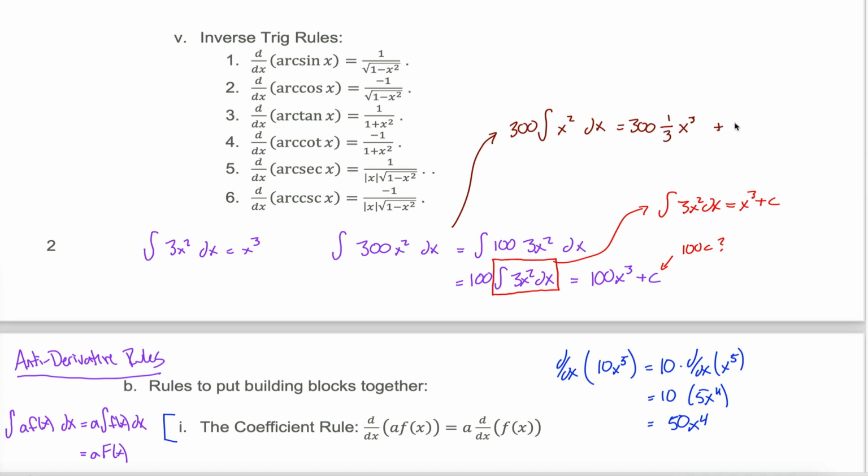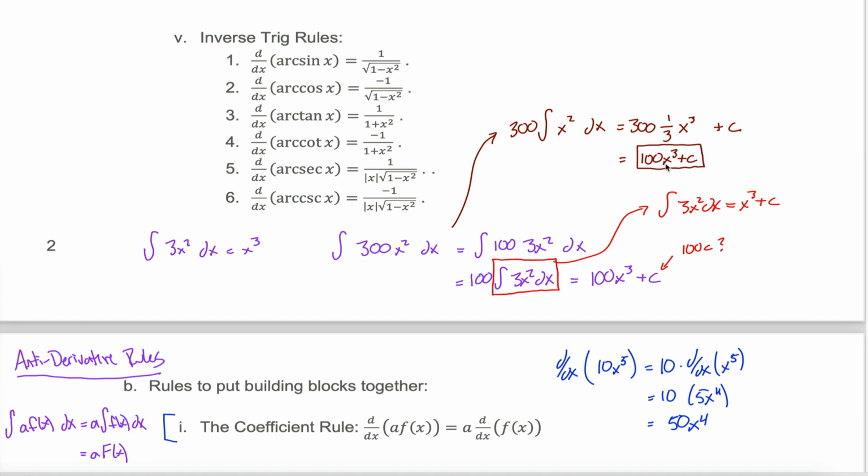Technically, we should tack on a plus c, and maybe you should argue there should be parentheses right here, but we don't have to worry about those parentheses because 300 times some constant is just some constant. So we can leave those parentheses out and just simplify this expression to be done. 300 times 1/3 is 100. We get 100x cubed plus c for our answer.